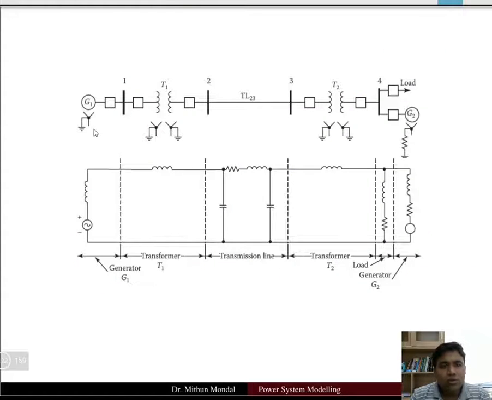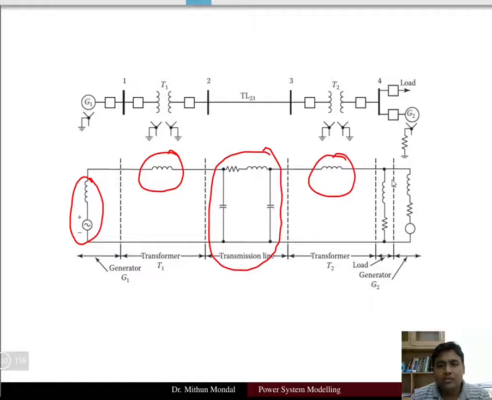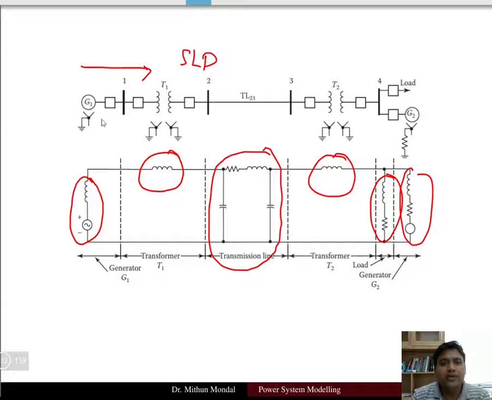Now this is one more example. How do we obtain this? Here we can see that this part is for the generator, this part is for the transformer, this part is for the transmission line, and here you have the transformer, this part is for the generator, and this is for the load. So we can go from left to right of the single line diagram to obtain the impedance and reactance diagram. We are seeing that there is a generator with a star grounded system.